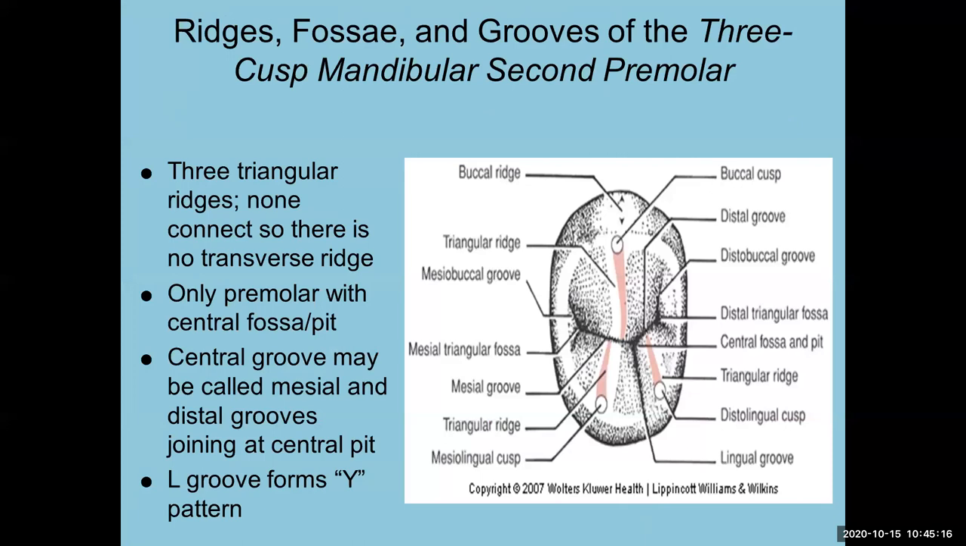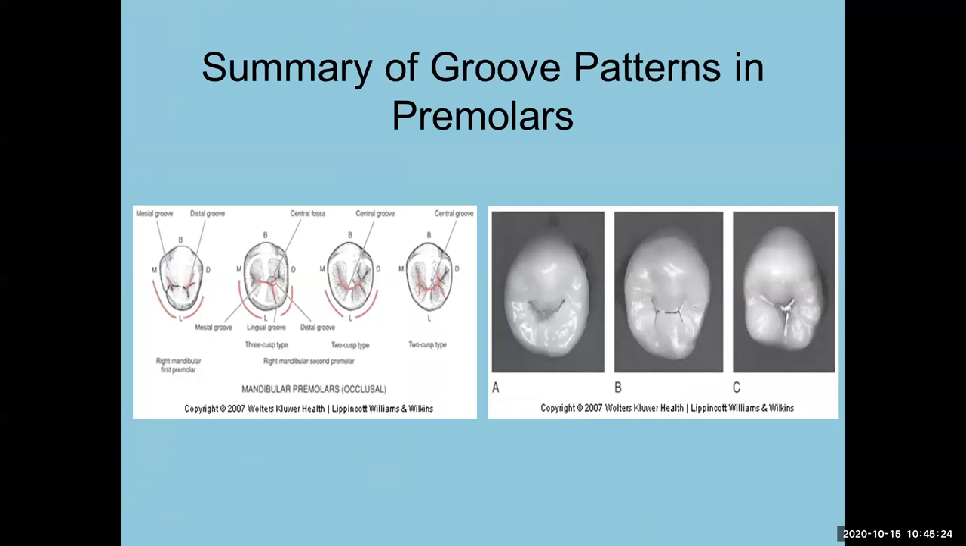Triangular ridges. If you have a cusp, you've got a triangular ridge. The three different groove patterns: U, H, or Y. Which ones do you have?